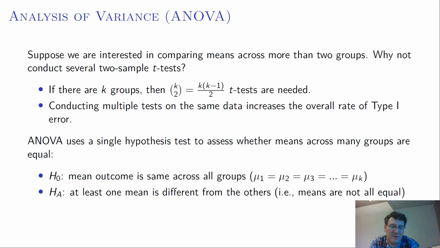Now, if you have k groups, you'll need about k squared over 2 tests. So if you have 5 groups, there'll be 5 times 4 over 2, which is 10... that'll be 20 T-tests that would need to be done. And the issue is that the more times you do a T-test, the higher the chances that you're going to make a type 1 or type 2 error. We're concerned with making type 1 errors in particular.